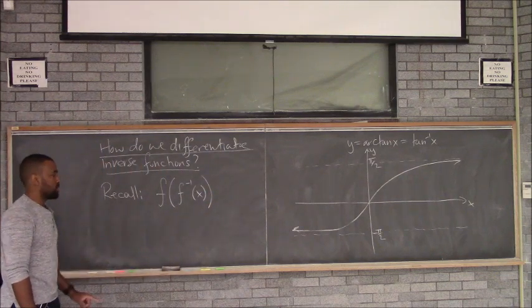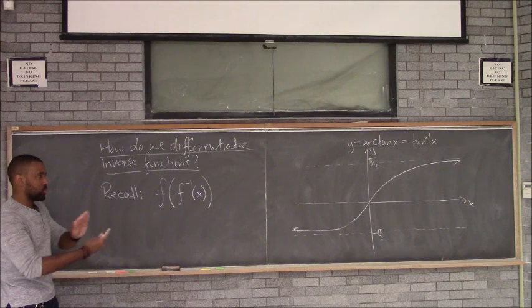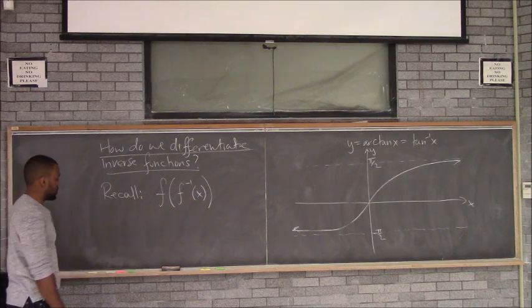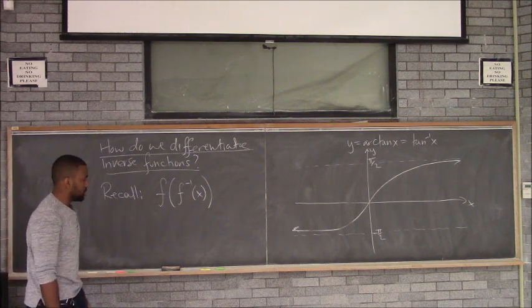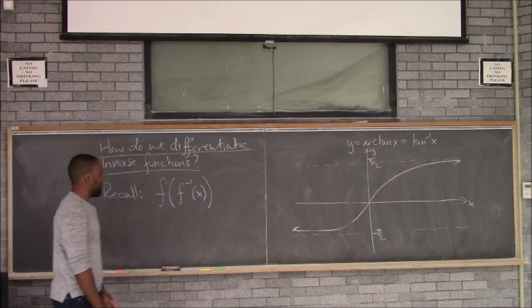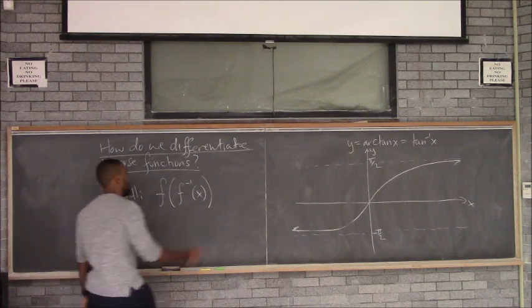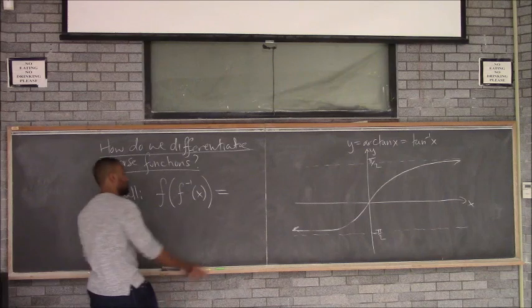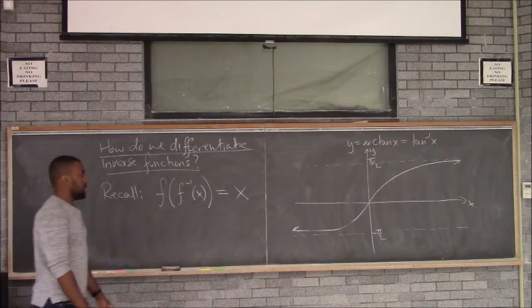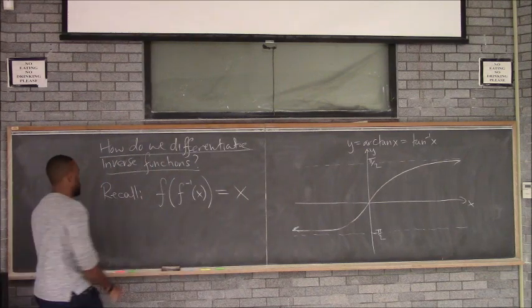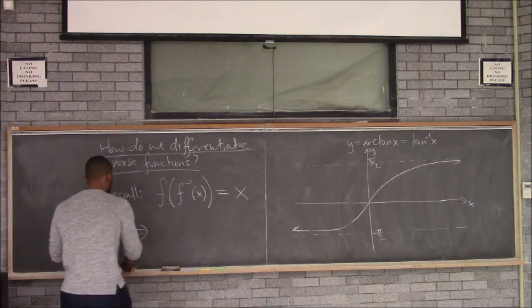This isn't always going to be true for the tangents because of the restricted domain. This only works in the restricted domain for the trig functions. But if you take f of f inverse in general, what do we get? x. We mentioned that last time. So here's what we're going to do. We are going to differentiate this.